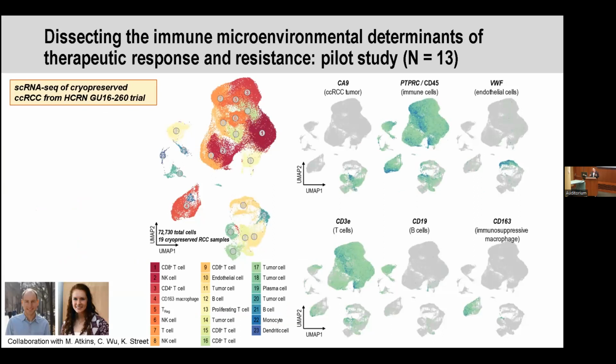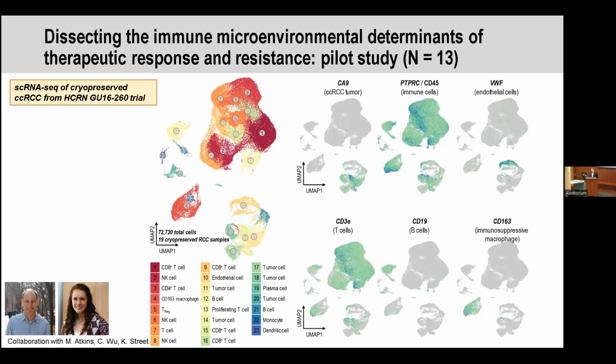And so is this actually feasible? Are we actually able to collect these cryopreserved specimens from different clinical trials and get viable cells out of this? So our first attempt at this was on a small number of patients, was just on 13 patients. This is a collaboration with Kathy still, with Mike Atkins at Georgetown, and with Kelly Street, who runs a computational group at USC, where we looked at the small number of cryopreserved tumors and said, are we able to get viable cells out of this?